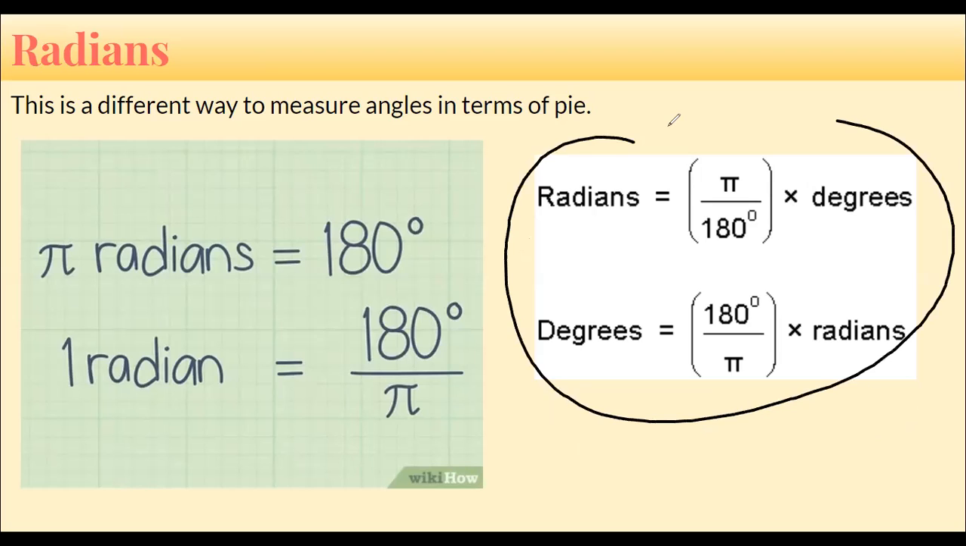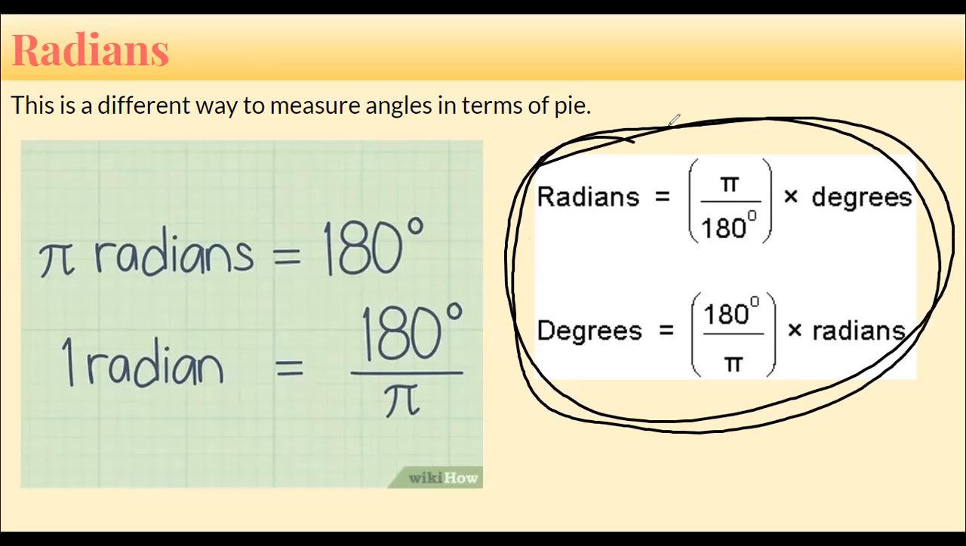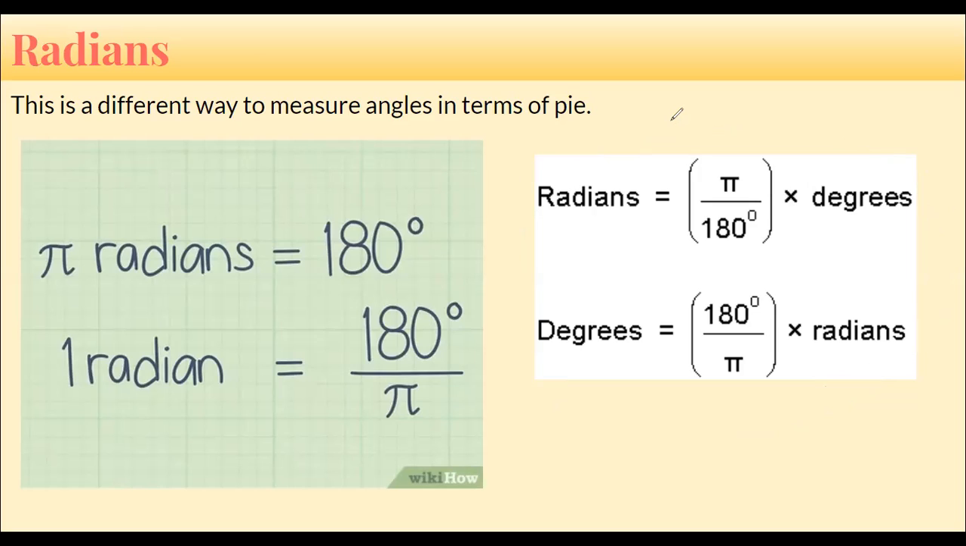This is the part. Radians is equal to pi over 180 times degrees. And degrees is equal to 180 over pi times radians, okay? I want you guys to take notes and really understand this concept, okay? This is a very major part of Math 3, okay? Let's move on.